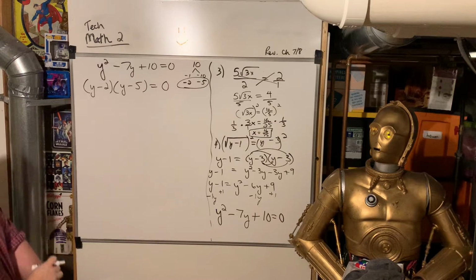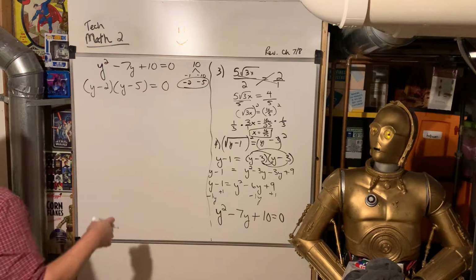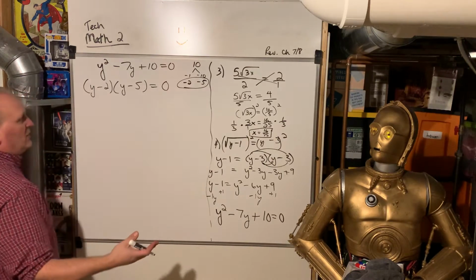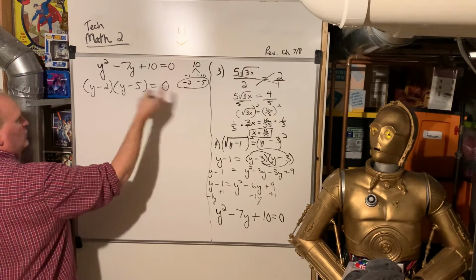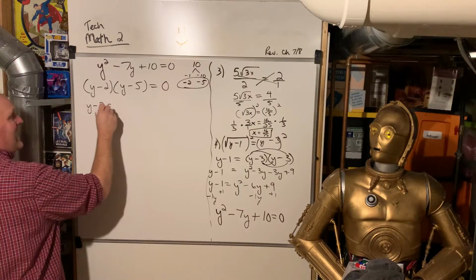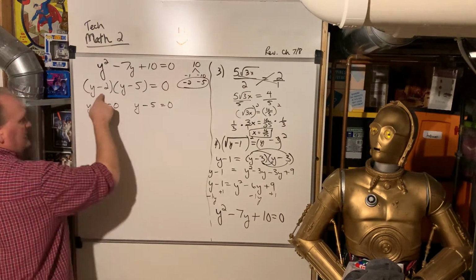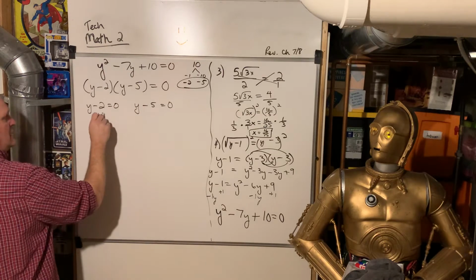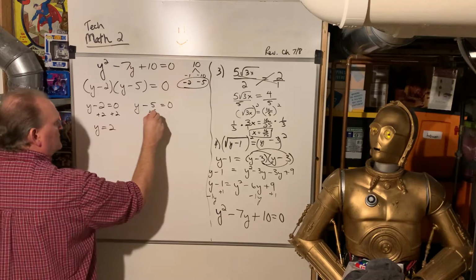Okay, so we have that. Now you go back to grade school when you learned how to multiply. And anytime you multiply by 0, you get 0. But that works both ways. So if you got to 0 through multiplication, the only way that can happen is if there's a 0 in there. So you set that equal to 0, that equal to 0, and solve. We get y equals 2, and we get y equals 5.